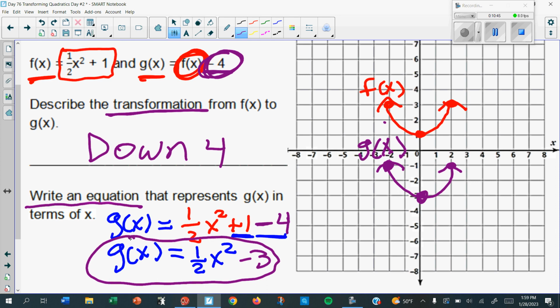Now, how can we prove it's right? Obviously, graph it. And if it looks like the purple g of x graph, you know you came up with the correct equation. So it's not that hard to figure out if you did it right. So that's basically the gist.